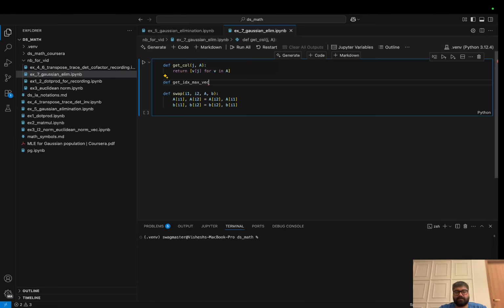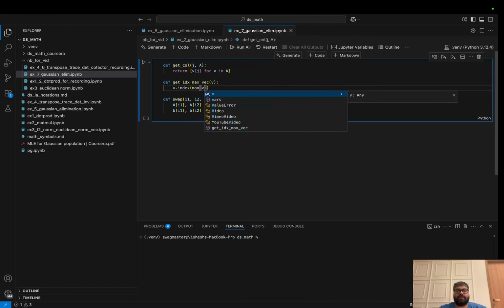So get idx max vec, right? For a vector, return the index of the largest possible value, because we want to take that index and probably pass it to swap to help make the swap. So for some vector v, we are handed a vector, and we'll probably get it using the get call function. I want to get the index of the maximum value of v, right? So we first get the maximum value of v.